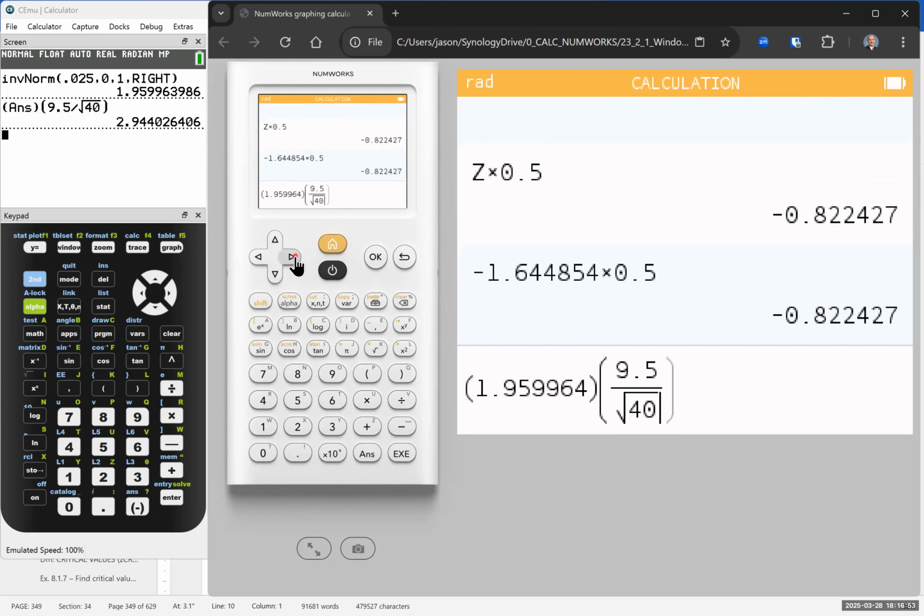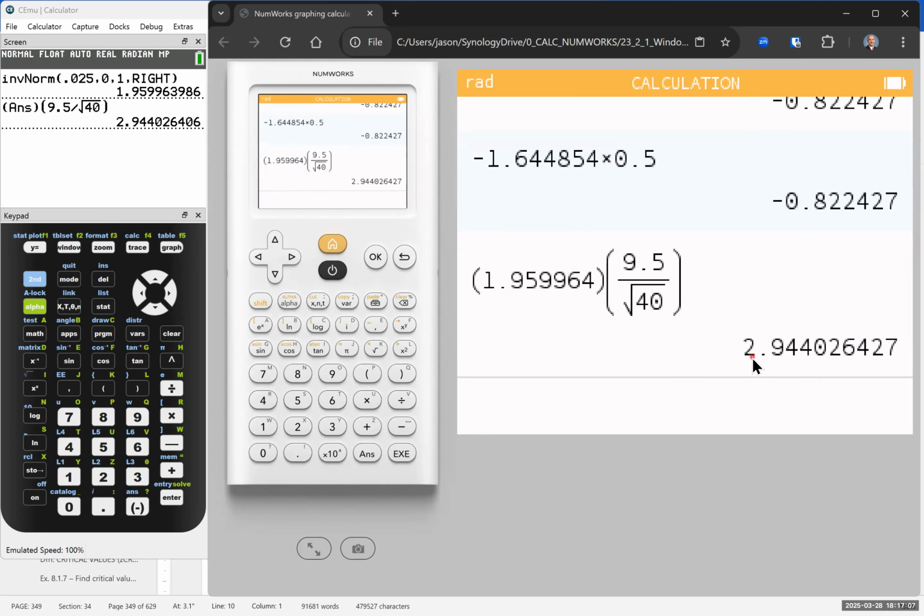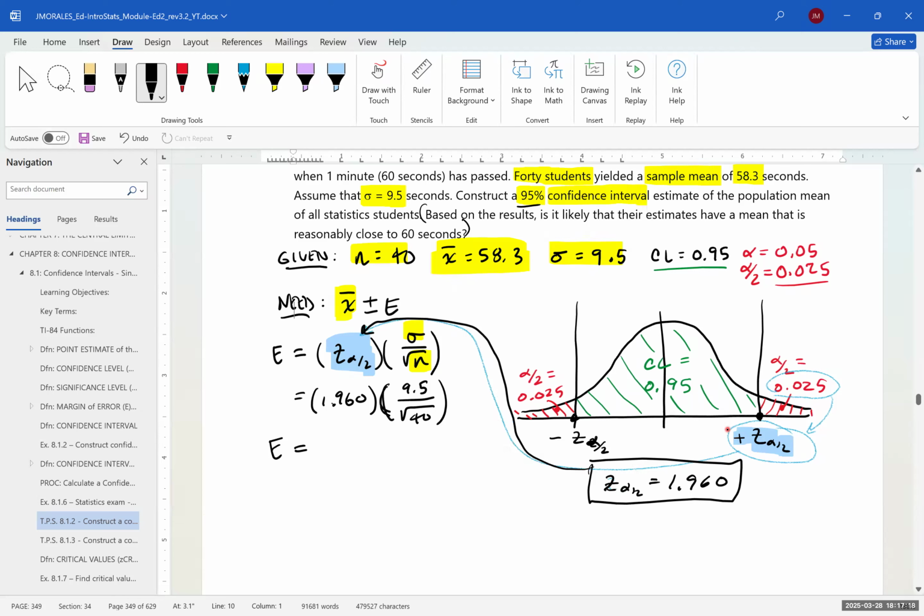And I'll hit the right arrow key once. That'll get me out of the square root, but I need to hit it one more time in order to get me outside the fraction. And now I'll hit parentheses. And if I execute, it gives me the same answer: 2.944 and some change. So for the error, I get 2.944 and some change. Remember, our goal, now that we have the error, is to actually make this confidence interval.